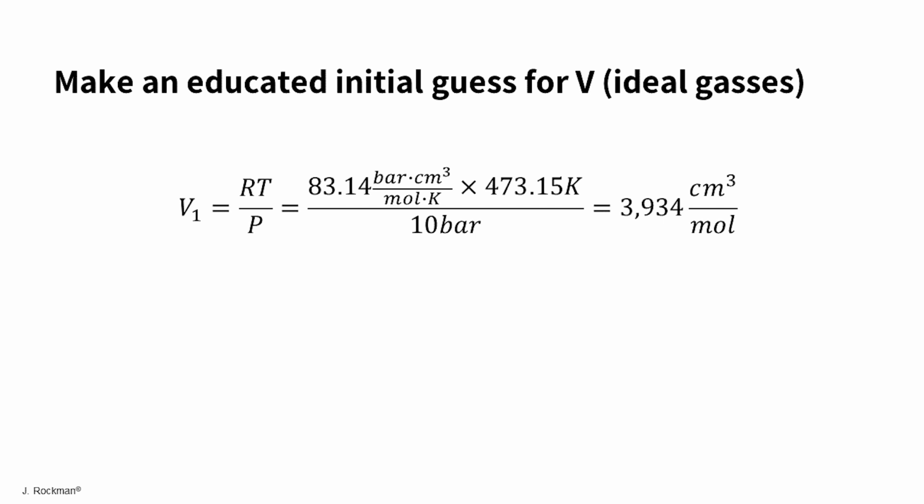For our example, a good initial guess for V would be to assume ideal gases, so that V equals RT over P equals 83.14 bar centimeter cubed per mole Kelvin times 473.15 Kelvin divided by 10 bars. This equals 3,934 centimeter cubed per mole. Note the units of R are chosen to correspond with the units provided by the virial coefficients and the pressure, and note that the temperature has been converted to Kelvin.